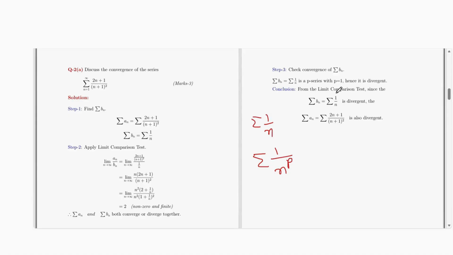p equal to 1. So now for a P series, if p is greater than 1, then what is the conclusion? The series is a convergent series. If p is less than or equal to 1, then the series is a divergent series. Okay. So here what is p? p equal to 1. So hence it is divergent. So here what do we conclude? From the limit comparison test, since series bn is a divergent series, from this what can we say? The series an is also divergent.